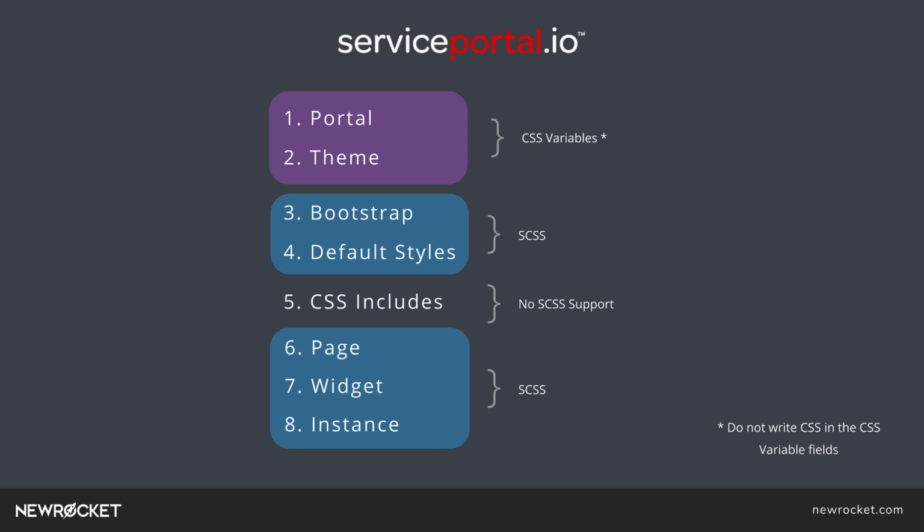So moving on, we have Bootstrap and the default styles, which is being run through the Sass processor, which means any of the variables we define will take effect inside of those style sheets. Next, we have CSS includes. Now note here that this is not being run through the Sass processor, which means we are not able to use any of our variables inside of the CSS includes on the theme. And then lastly, we have the page, the widget, and the instance, which is the primary area where we're going to be using those variables.